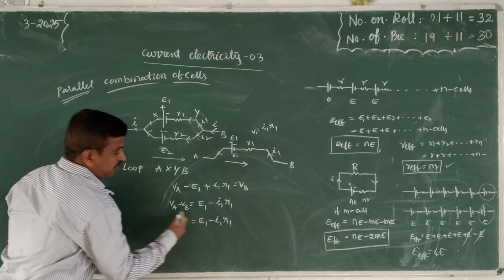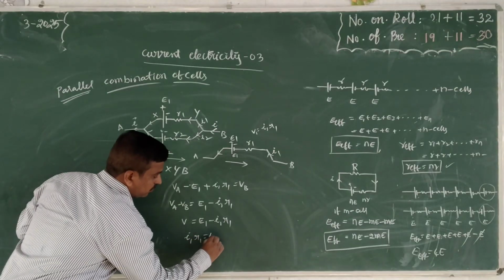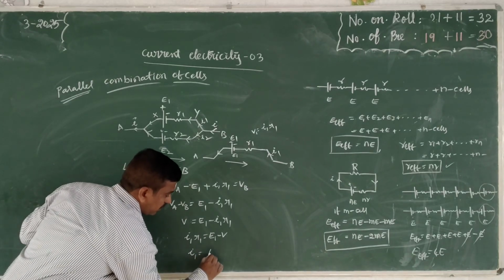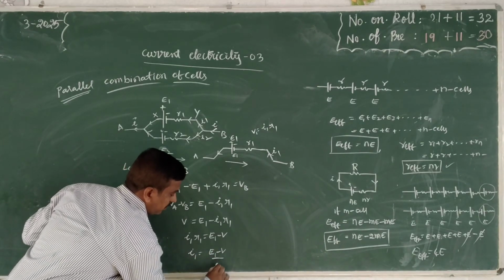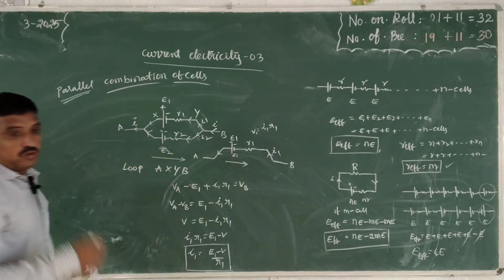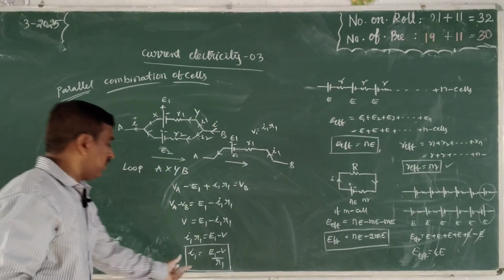This I1 R1 changes to this side. What can we write here? I1 R1 equals E1 minus V. So I1 equals what can we write now? E1 minus V by R1. It is the current in the circuit when the cells are connected in parallel. I1 we can find out.